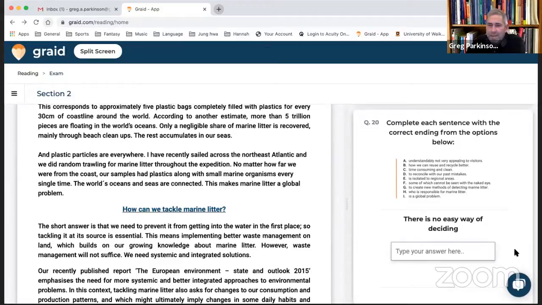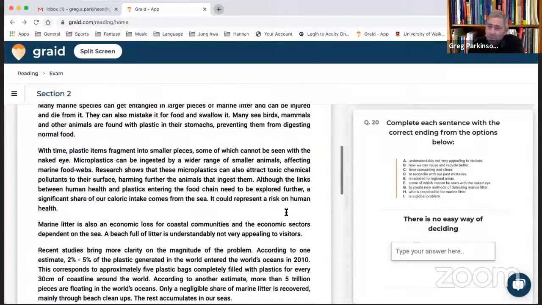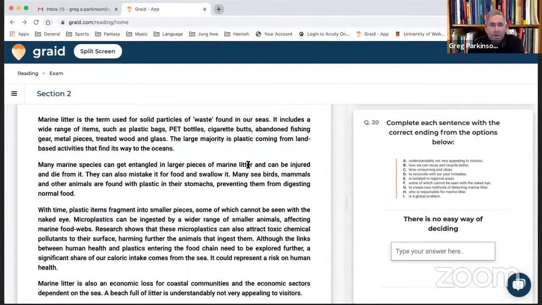Okay, question 20. There is no easy way of deciding. So the word that I think is going to be easiest to find here will be deciding. So I'm going to go back to the top because it could be at the top, but I'm scanning for the word deciding or a different part of speech. Choosing could be a possible synonym, so I'm going to bear that in mind.